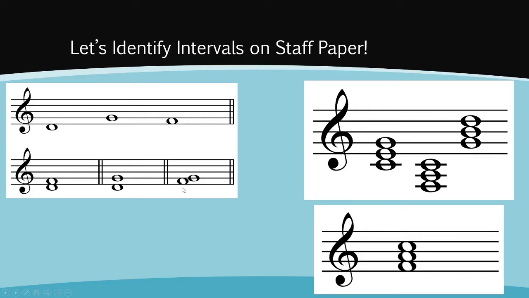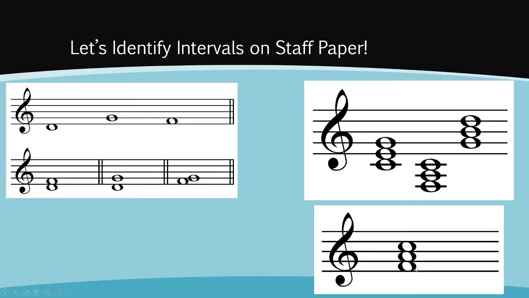So you can always think, well, this is stacked right on top of this one, so this must be a third of some kind. Then you can determine from there, based on how it sounds, or you can count the half steps, whether it's a minor third or a major third. I think it will help a lot if you just know this is a third and this is a fifth.